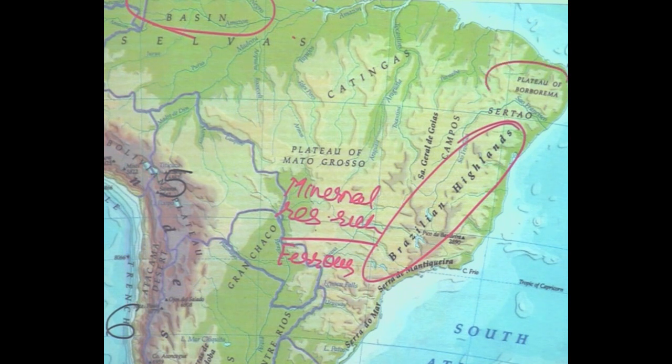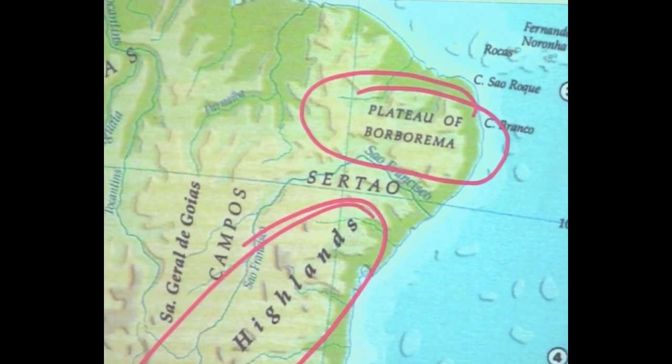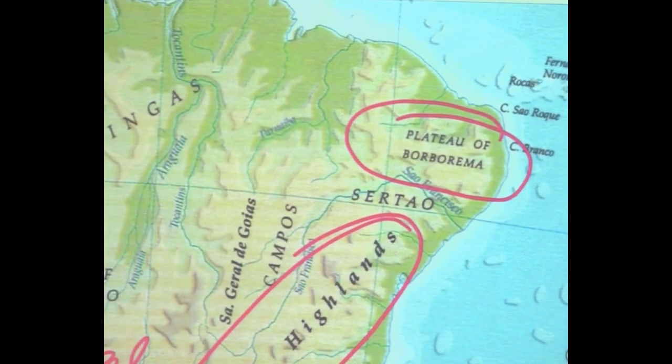Another important plateau that can be noticed is the Plateau of Borborema. The Plateau of Borborema is located in the northeastern part of Brazil, and it is a basaltic tableland. Basaltic plateau.